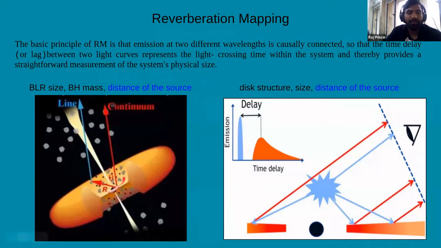On the left plot, I show the structure of the AGN. At the center, we have a black hole and then an accretion disk. In some cases, we have a jet. And then we also have some structure here.